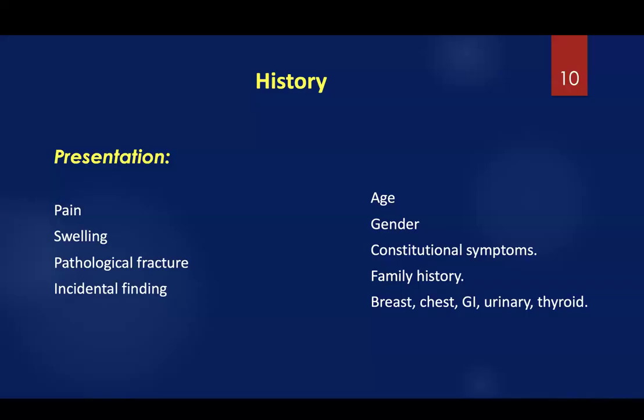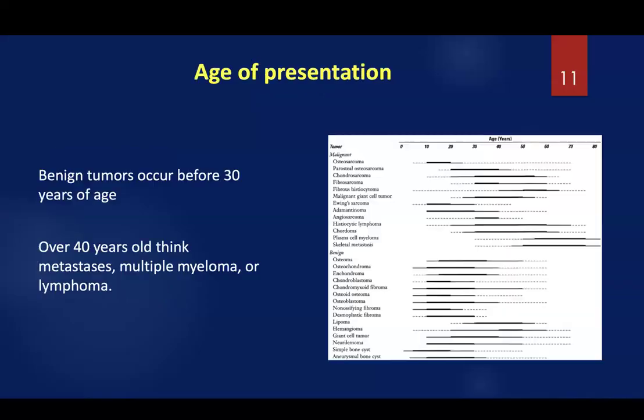And you need to take a full history about any breast complaints, GI complaints, thyroid, or urinary complaints to rule out any metastatic bone disease. Again, this paragraph is extremely important, and it tells you that there are certain tumors that occur in certain age groups.